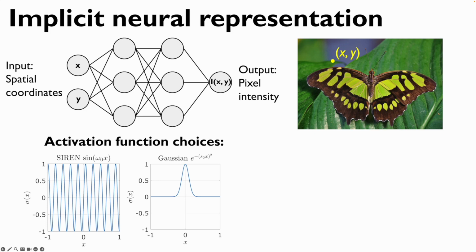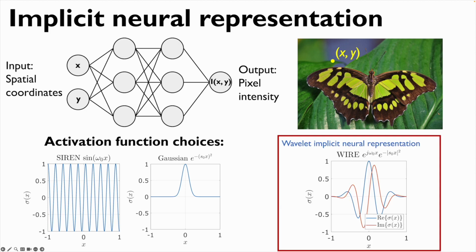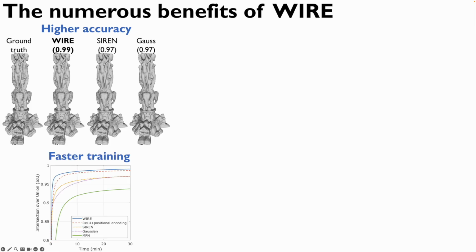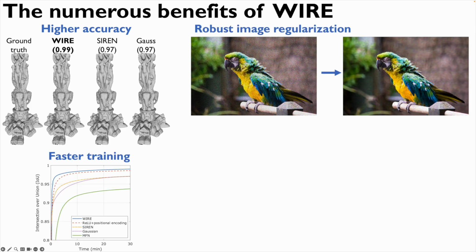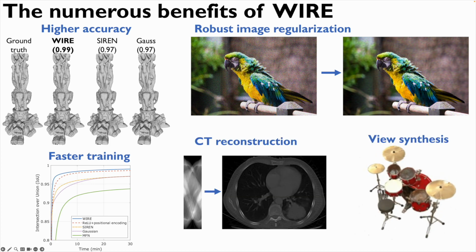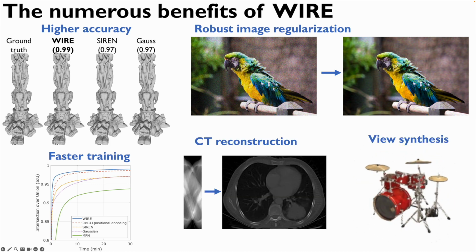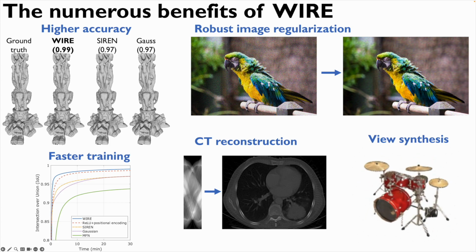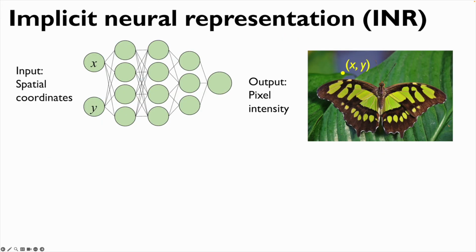We instead propose WIRE, implicit neural representations with a wavelet as the activation function. We discover how using the wavelet function leads to a whole suite of benefits, including higher accuracy, faster training, robustness to noise, and greater detail preservation in many applications such as CT reconstruction, view synthesis, and others, establishing WIRE as the state-of-the-art implicit neural representation for many tasks. Let's dive into the details.